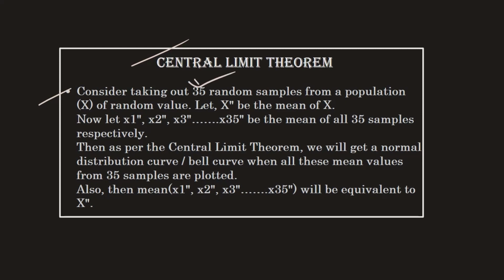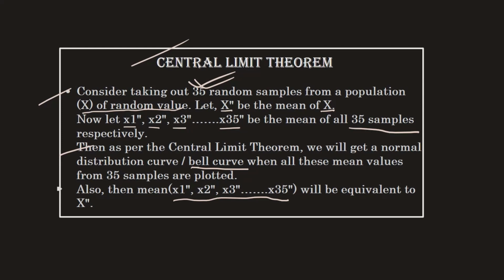Consider taking out 35 random samples from a population of random values X, and let X dash be the mean of X, and then let X1 dash, X2 dash, X3 dash up to X35 dash be the means of all 35 samples that we have collected from the population X. Then, as per the central limit theorem, we will get a normal distribution or bell-shaped curve when all these mean values from our 35 samples are plotted, which essentially means that plotting all the mean values from all the 35 samples will give you a normal distribution curve or bell curve.